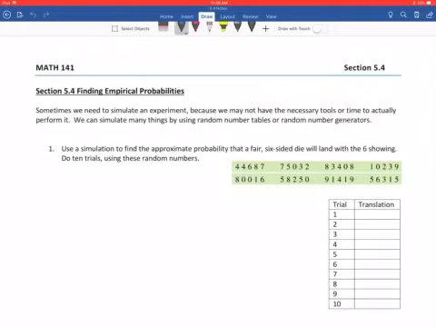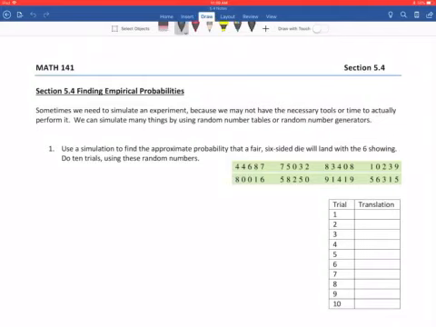Section 5.4, finding empirical probabilities. Okay, so empirical means they come from an experiment or an observation or an action. So we need to simulate an experiment sometimes, because sometimes you don't have the tools or the time to actually do it. A lot of ways that we're going to simulate experiments in this class are to use random number tables or random number generators.